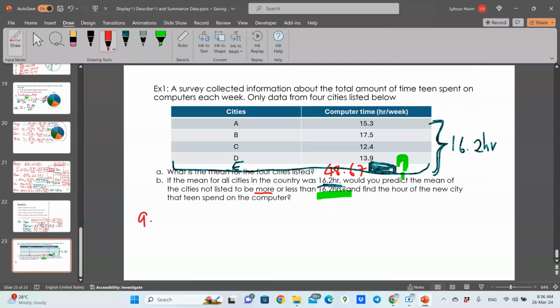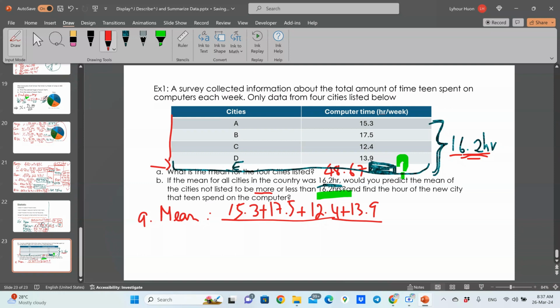Okay. So for A, in order to find the mean, City E is not involved. I tried multiplying the mean by 5 and subtracting the other values. Does that make sense? So for question B, we add all the data, divide by 5, and it will be equal to this mean. Okay, let's check together. The first question does not involve the 5 cities, we only have the 4 cities, A, B, C, and D. So what we will do is add all the data. City A is 15.3, City B is 17.5, City C is 12.4, and City D is 13.9.